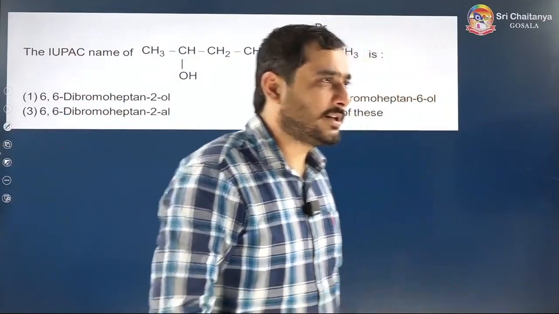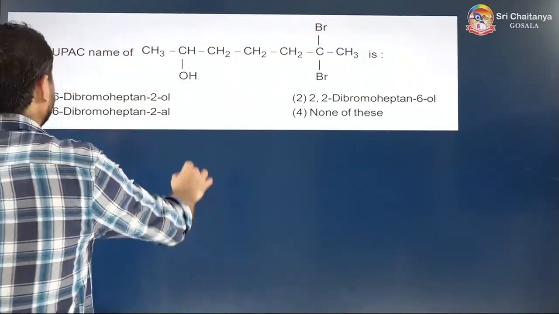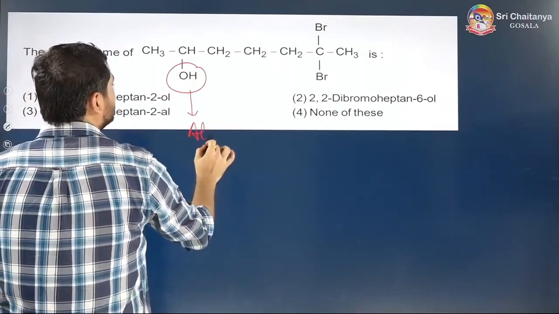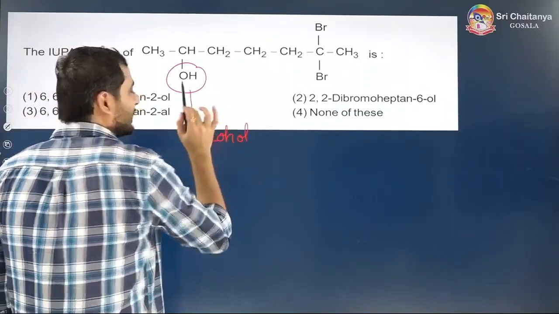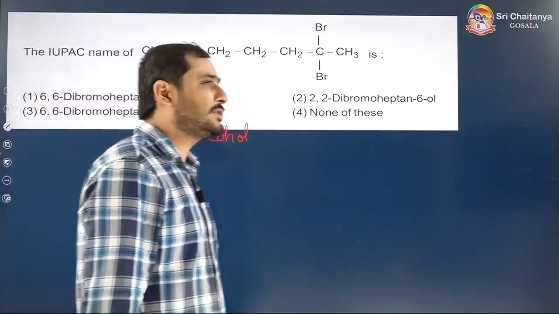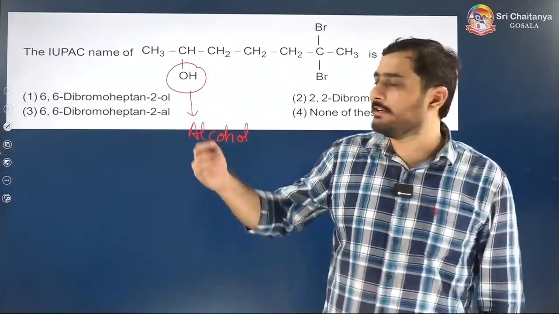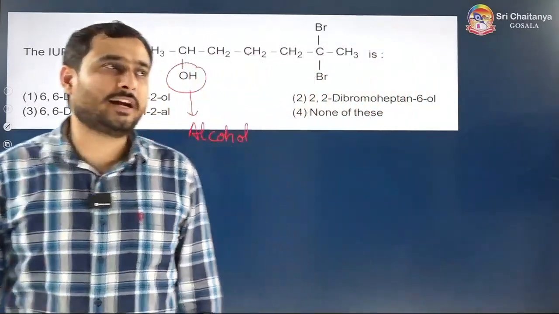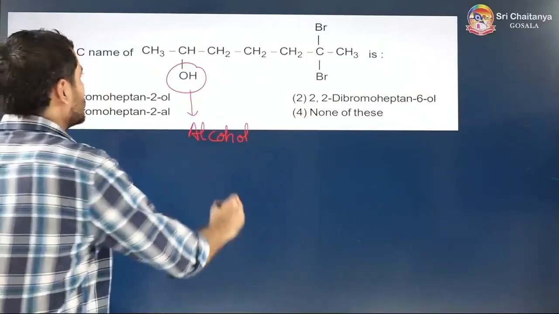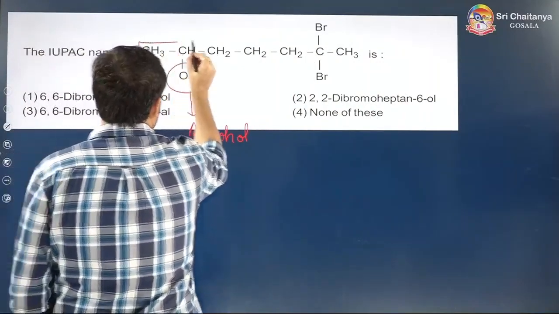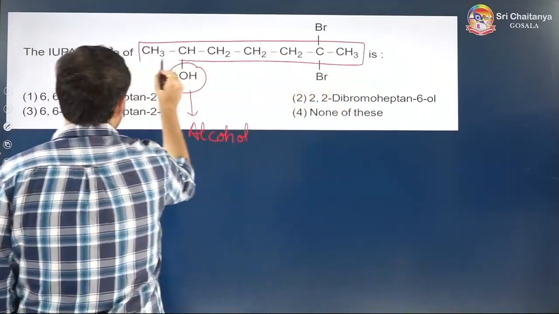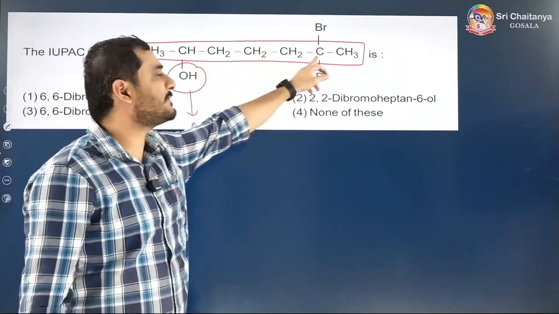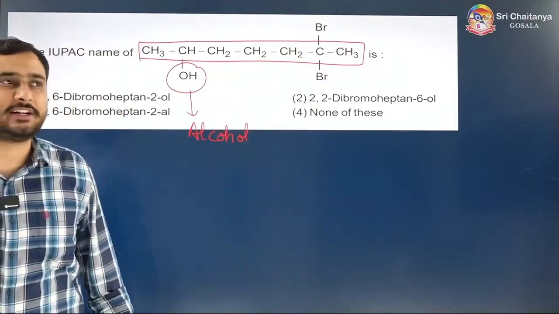Alcohol. Very good students. Alcohol is the functional group present. Now from here we see that OH is present. OH is which functional group? Alcohol is present. Now after that, if you check, some substituents are also present. What are the substituents here? Bromo. Now the first thing we have to select is the length of the parent chain. So what is the parent chain in this structure? This will be the parent chain. How many carbon atoms are in the parent chain? 1, 2, 3, 4, 5, 6, 7. 7 carbon atoms are in the parent chain.